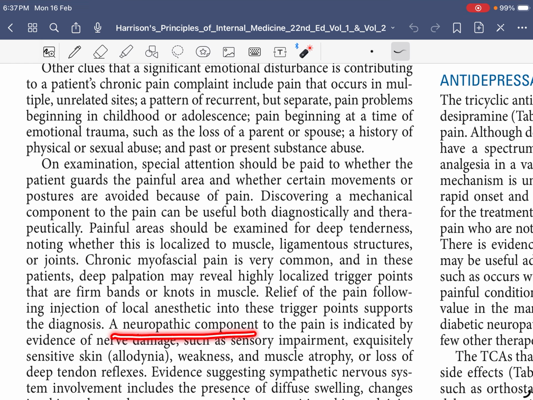A neuropathic component to the pain is indicated by the evidence of nerve damage, such as sensory impairment, exquisitely sensitive skin, matlab allodynia, weakness, muscle atrophy, or loss of deep tendon reflex.